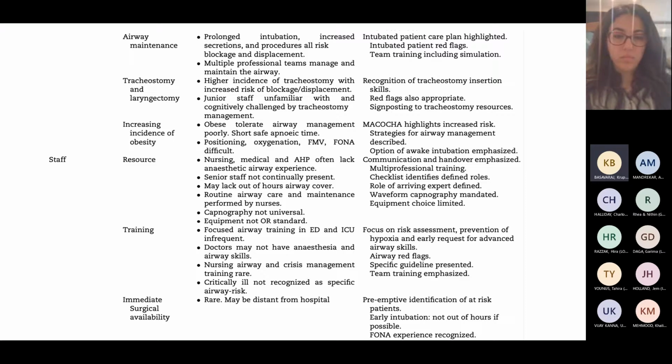So we can overcome this by having multi-professional training, check identified roles and define those roles. Waveform capnography has to be mandated, and equipment choice. That's one thing which is quite limited outside.